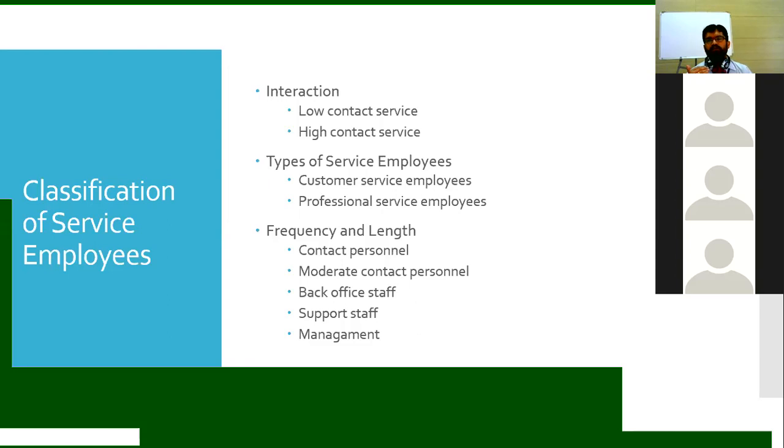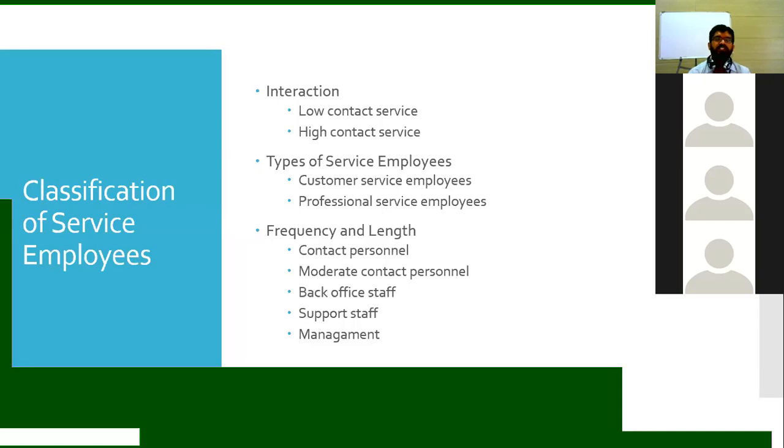Or you give a call to a call center. Now they can help you in some technical things, but not all. They may not be able to resolve all your doubts. So that comes under customer service employees. That is how they are classified. They are moderate in terms of technical, but they need to be very interactive with the customers. They need to have good interpersonal skills, etc. That is called the customer service employees.